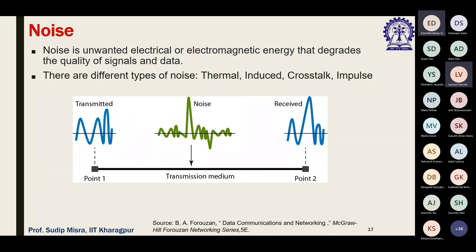And impulse noises are basically spikes, etc. And induced noises, as I already told you, are due to the presence of some other electromagnetic device like motors, appliances, etc. Okay, so this is basically the noise.